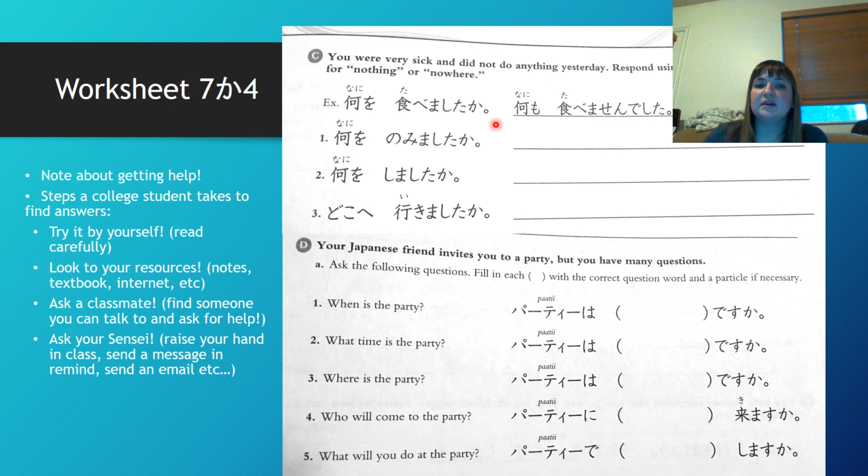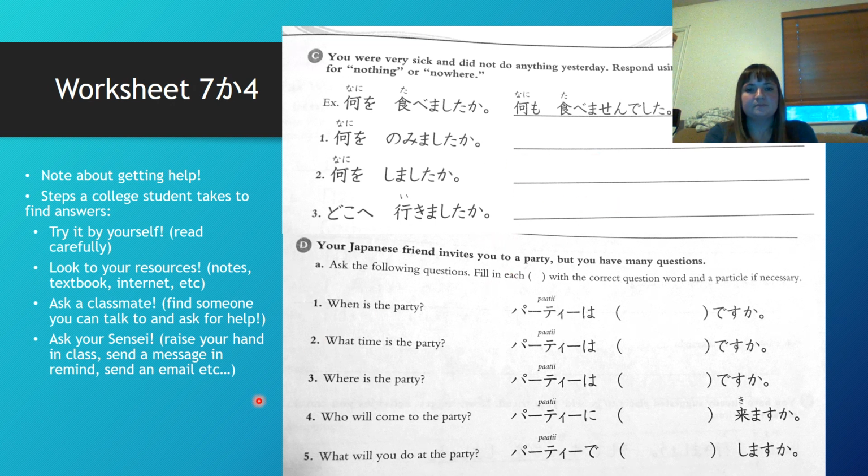So respond with appropriate words either for nothing or nowhere, right? So for example, here it says, Nani o tabemashita ka? Okay, what did you eat? You didn't feel good, so you didn't eat anything. Nani mo tabemasen deshita. You're just going to practice using that nothing and nowhere, okay?